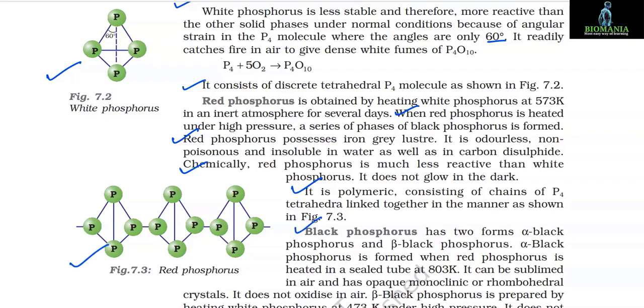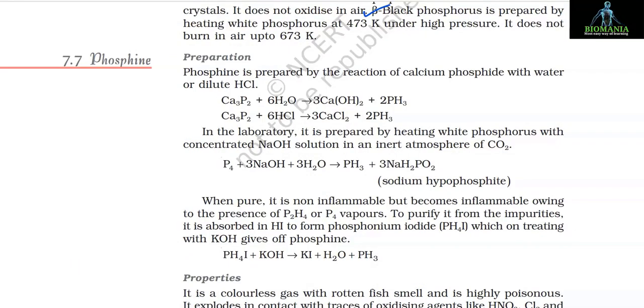Black phosphorus. Black phosphorus has two forms, alpha black phosphorus and beta black phosphorus. Alpha black phosphorus is formed when red phosphorus is heated in a sealed tube at 803 Kelvin. It can be sublimed in air and has opaque monoclinic or rhombohedral crystals. It does not oxidize in air. Beta black phosphorus is prepared by heating white phosphorus at 473 Kelvin under high pressure. It does not burn in air up to 673 Kelvin.